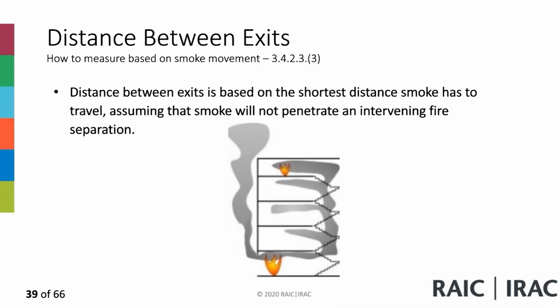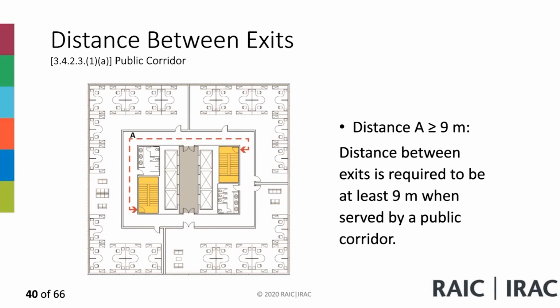And the distance between exits, so this is for interior exits. Let's take a look at that. Distance is more than 9 meters. Distance between exits is required to be at least 9 meters when it's served by a public corridor. I've got 2 exits. So it does not have to be more than 9 meters.